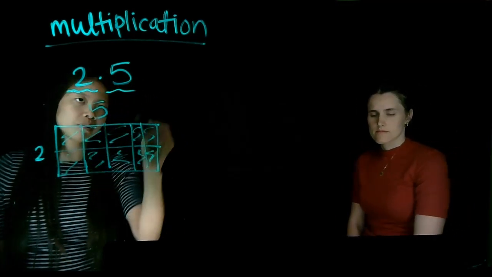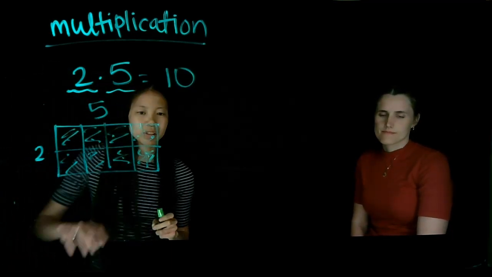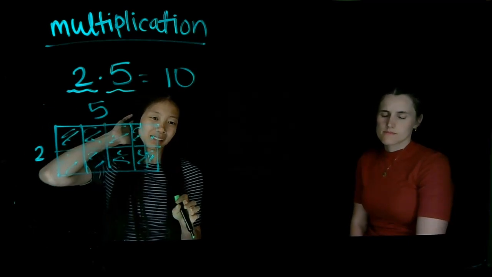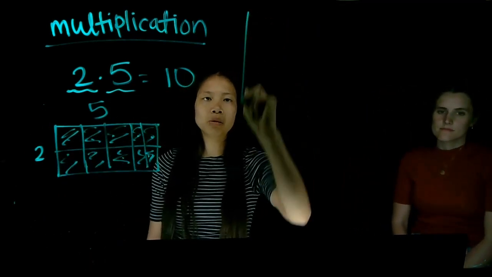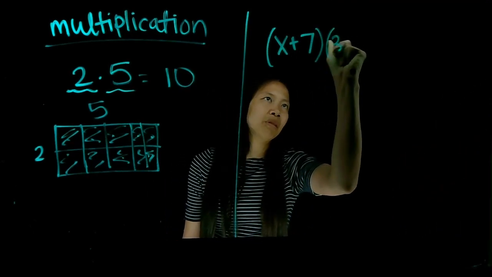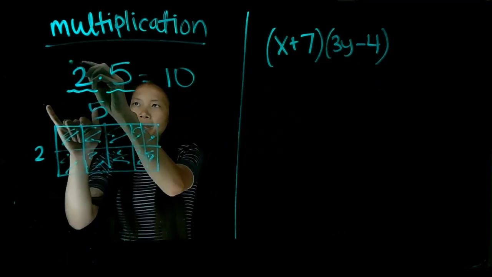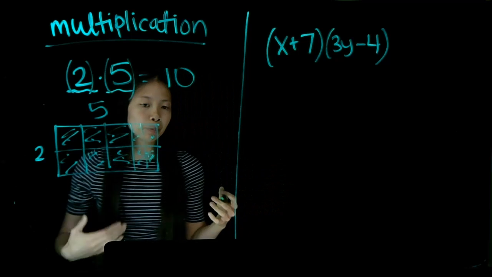So we know that 2 times 5 is the same thing as 10. If I add up all these bits, I got 10 pieces. So we're going to take this example here, this visual grid, and we're going to apply it to something a little more complex, where we're multiplying with variables. So if we have something a little more complex, maybe it looks like x plus 7 times 3y minus 4. I can take the same idea of how this is like my length and my width, and I can translate that here in what we call an open area model.